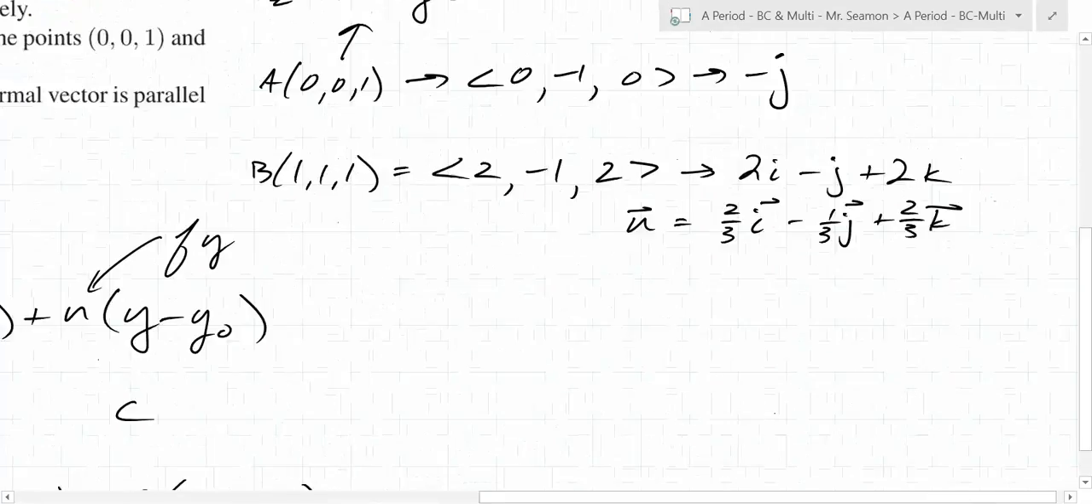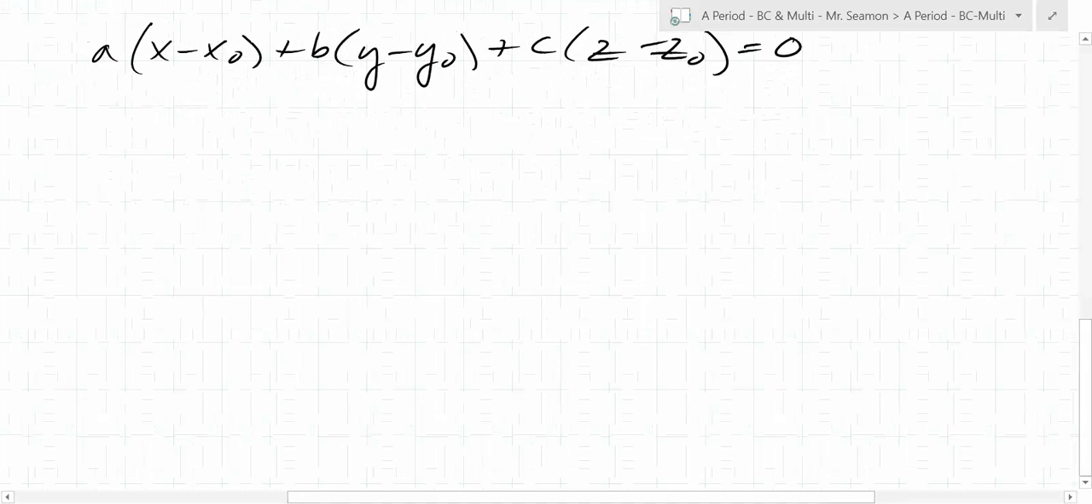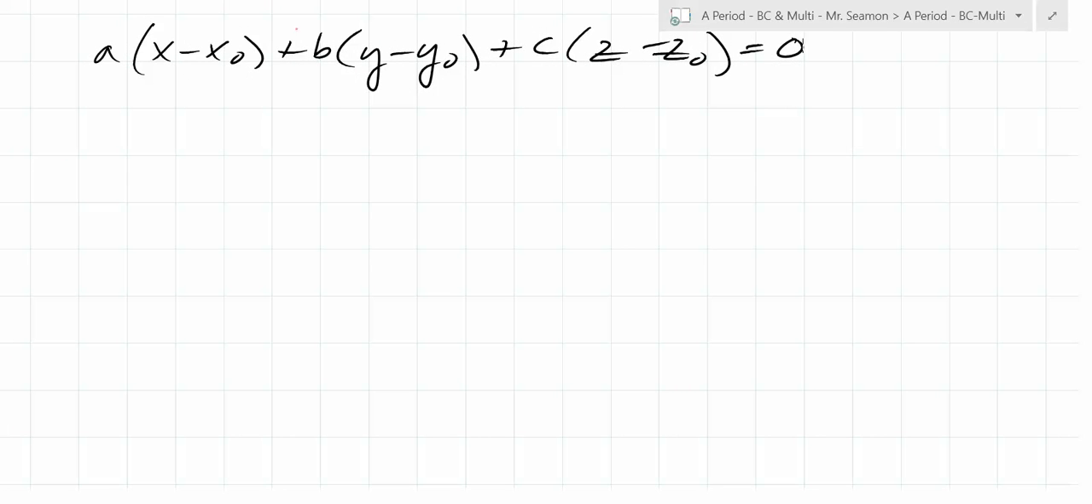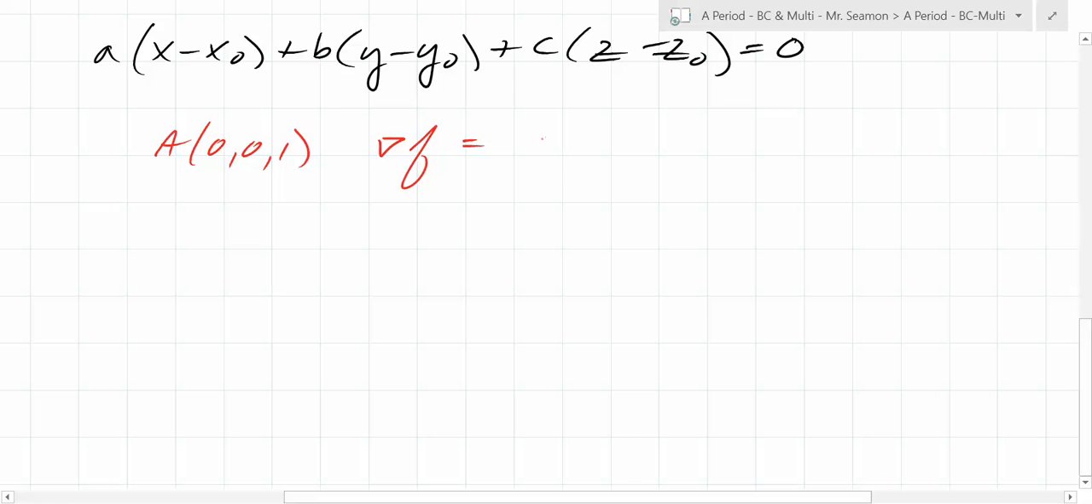0, 0, 1. So what was that gradient vector going to be? The gradient for this one. So at a, which was 0, 0, 1, the gradient of the function was what? Was negative j, right? So what do you end up getting? Let's just plug everything in and see what happens. You get 0 times x minus 0 plus 0 times what? Y minus. Y minus what?